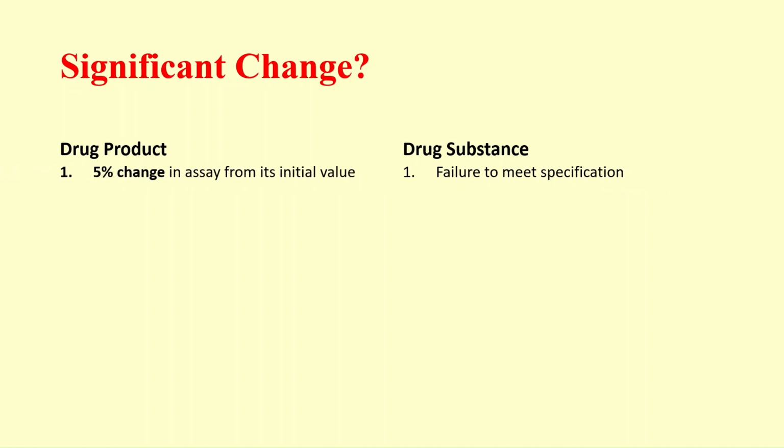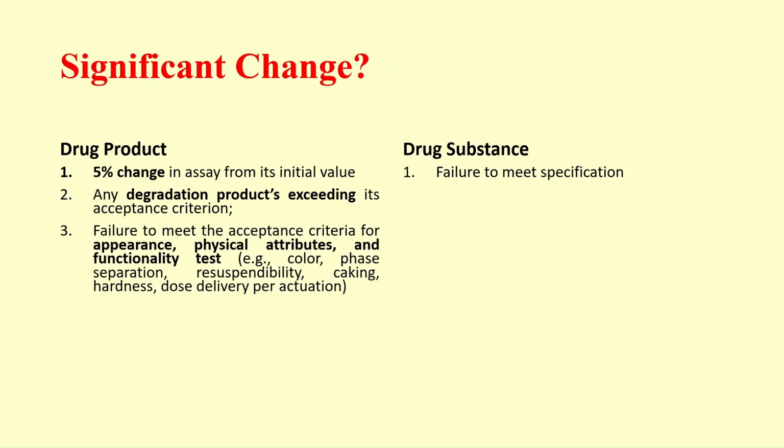For example, the first one would be if there is a 5% change in the assay value from its initial value, that can be considered as a significant change. For example, if the initial assay value is 98% and after 1 year the assay value is 92%, then it is more than 5%, so it would be considered as a significant change. Coming to the second point, if there is any degradation product which has exceeded its acceptance criteria, then it will be considered as a significant change.